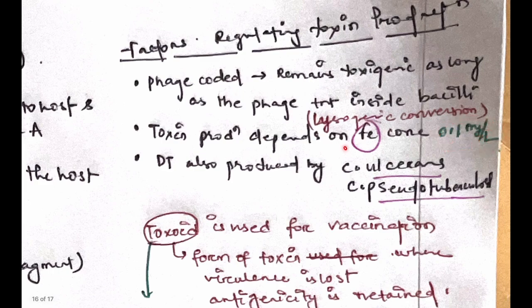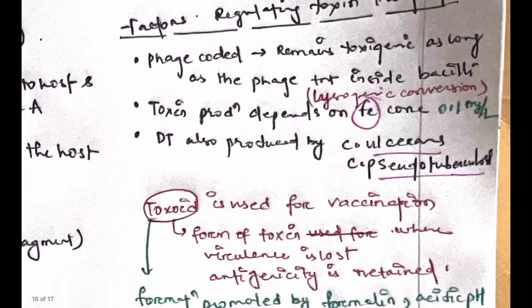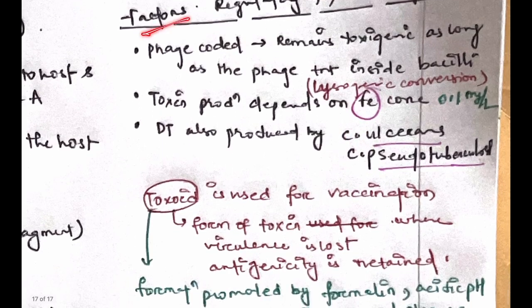So this depends upon iron concentration, and this diphtheria toxin is also produced by two other species, that is Corynebacterium ulcerans and Corynebacterium pseudotuberculosis. So what are the factors? One is Fas encoded, they will remain toxigenic as long as the Fas is present inside the bacilli. Now the toxin also depends upon the iron concentration, and the diphtheria toxin is produced by two different species also, that is ulcerans and pseudotuberculosis.